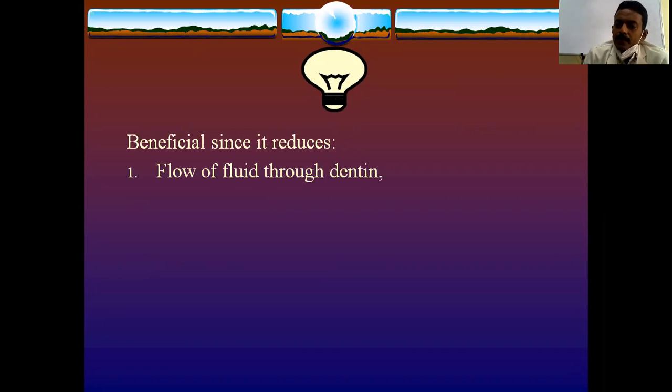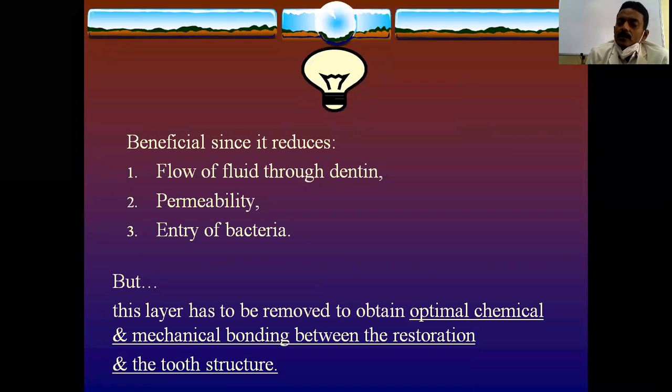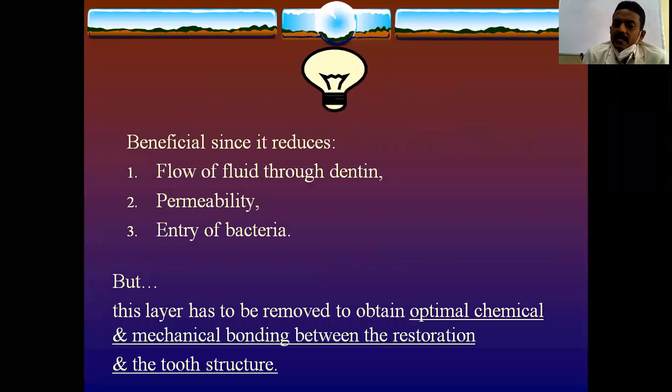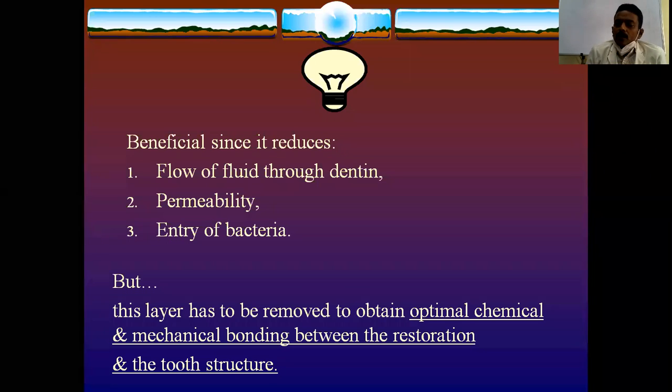This is beneficial because the flow of fluid through the dentin, permeability, and entry of bacteria are all controlled by the smear layer formation. But this layer has to be removed to obtain optimal chemical and mechanical bonding between the restoration and the tooth structure. Understood? This layer is beneficial because it controls the flow of fluid through the dentin and the permeability, and the entry of bacteria is restricted. But it has to be removed to obtain optimal chemical and mechanical bonding between the restoration and the tooth structure.